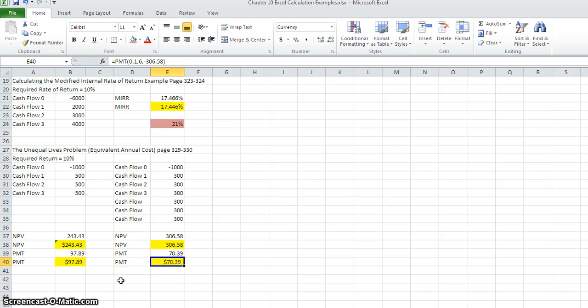So this provides you with some examples of how to calculate net present value, internal rate of return, equivalent annual annuity, and modified internal rate of return. Again, I strongly suggest that you go back to the examples and make sure you can duplicate the examples in the textbook. And hopefully this video will give you a little bit of guidance on how to do some of those things. And that's it.